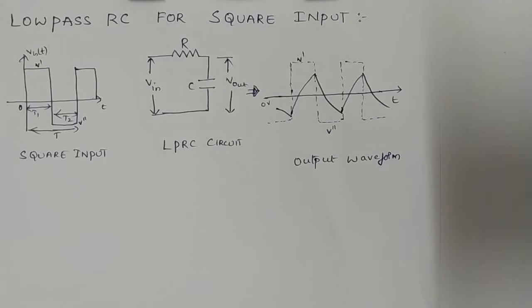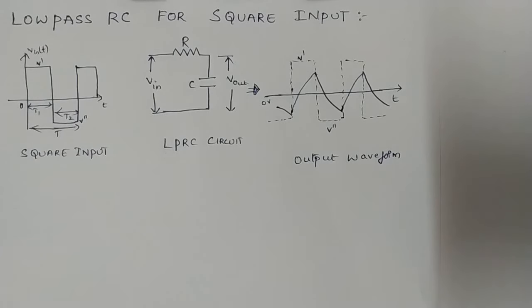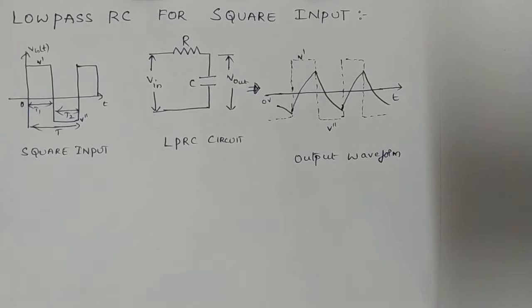Hi everyone. Today's topic is the response of the low-pass RC circuit for square input. In the previous session, we discussed the response of the HPRC for square input. In this session, we will discuss the response of the LPRC for square input. That means when you apply a square input to the LPRC circuit, what is the output waveform?